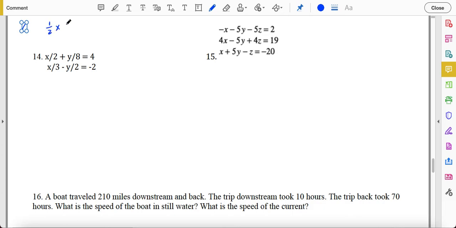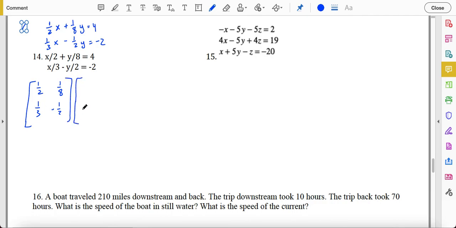So we say 1/2 x plus 1/8 y equals 4, and then 1/3 x minus 1/2 y equals negative 2. That makes it easier to write out the matrix equation because we have our coefficient matrix: 1/2, 1/8, 1/3, and negative 1/2. And we know it's multiplied by the variable matrix equals the constant matrix, 4 and negative 2, which are brought down from right here. So that's the matrix.